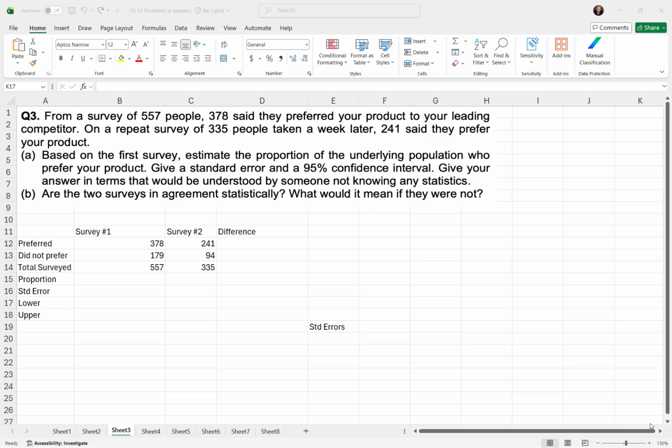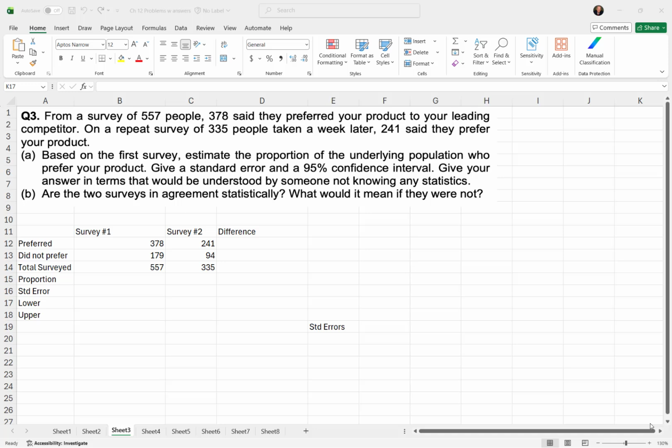For the third problem in Chapter 12, we read: from a survey of 557 people, 378 said they preferred your product to your leading competitor. On a repeat survey of 335 people, taken a week later, 241 said they prefer your product. So based on the first survey, estimate the proportion of the underlying population who prefer your product.